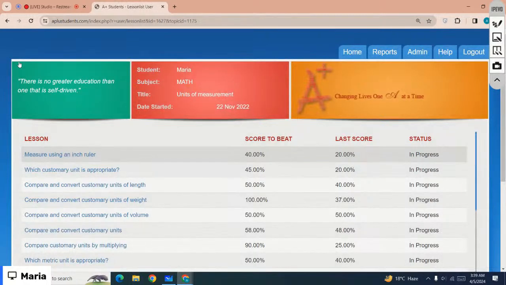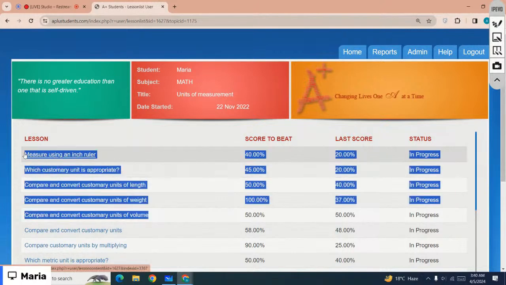So we were working on the chapter unit of measurements, and the lessons we have covered today are: measure using an inch ruler, which customary unit is appropriate, compare and convert customary units of length, compare and convert customary units of weight, and compare and convert customary units of volume, right? So please make sure before the next session you complete all the practice questions for the lessons we did today. That is your homework until next session.